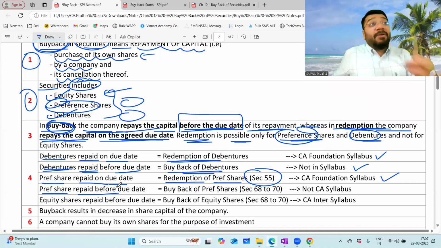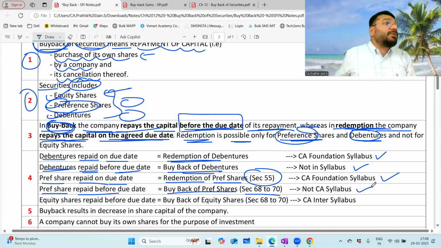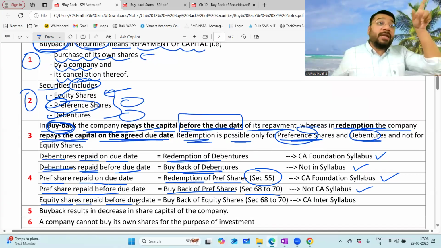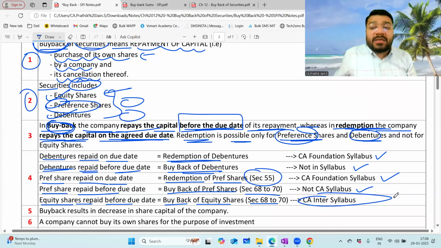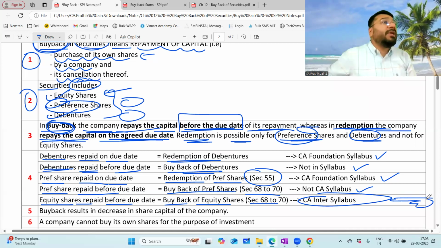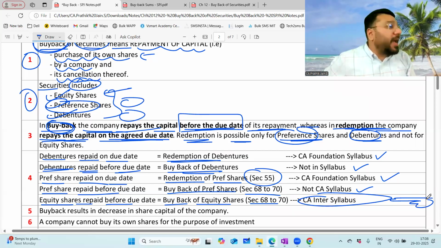Preference share repaid before the due date is called buyback of preference share, which is governed by Section 68 to Section 70, which is not there in your CA syllabus. Equity share repaid before the due date: any payment done before the due date is buyback. So buyback of equity shares, which is governed by Section 68 to Section 70, is now covered in your CA Inter syllabus. So all the questions that we are going to solve in this chapter are from the point of view of equity shares bought back.